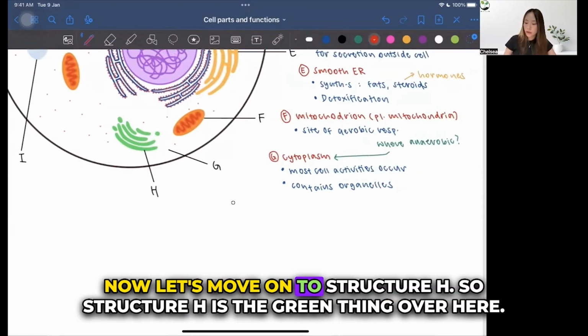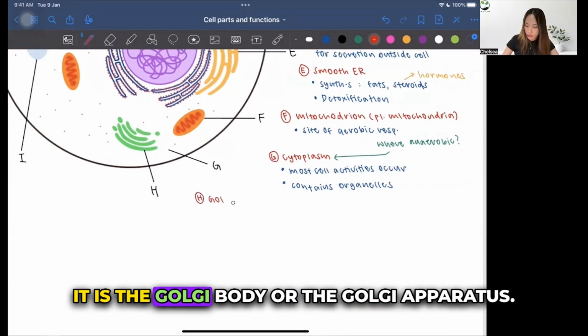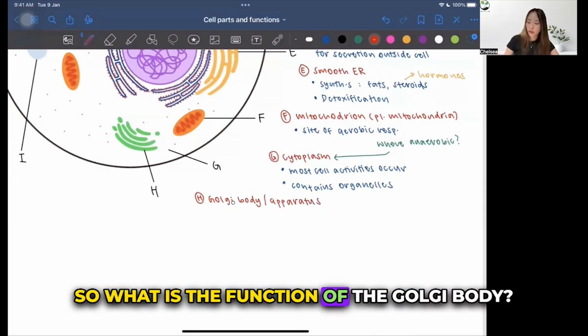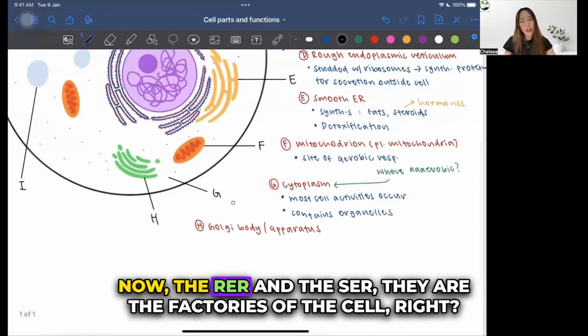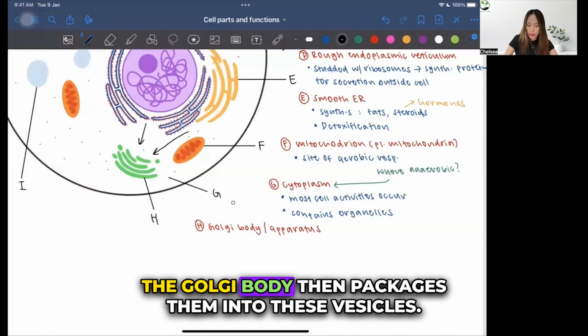Now let's move on to structure H. Structure H is the green thing over here. What is the name of it? It is the Golgi body or the Golgi apparatus. So what is the function of the Golgi body? Now, the RER and the SER, they are the factories of the cell, right? They produce all these substances, which are then sent to the Golgi body. The Golgi body then packages them into these vesicles.